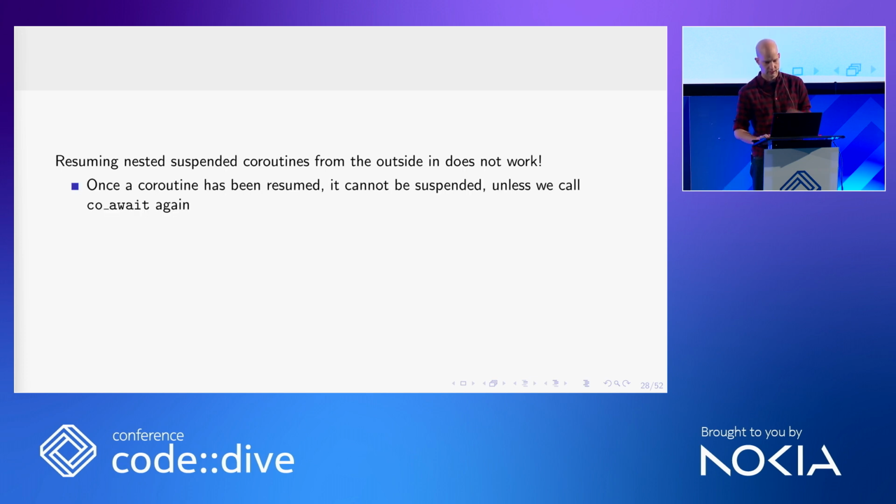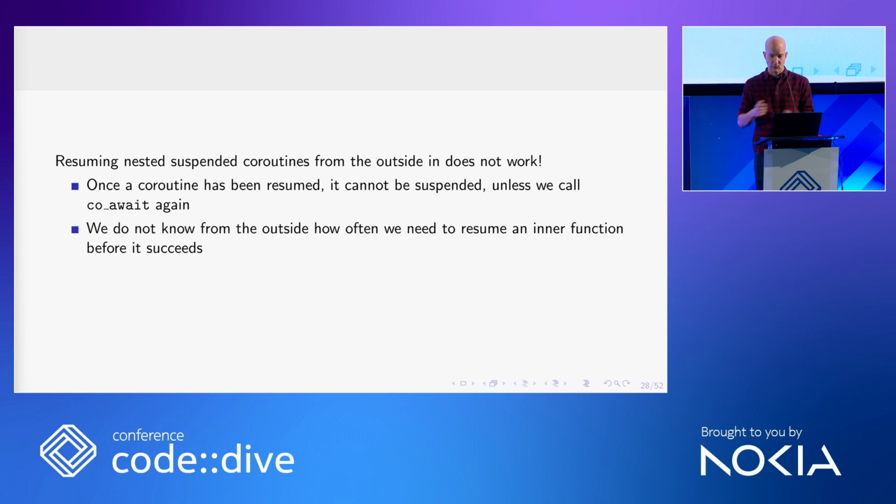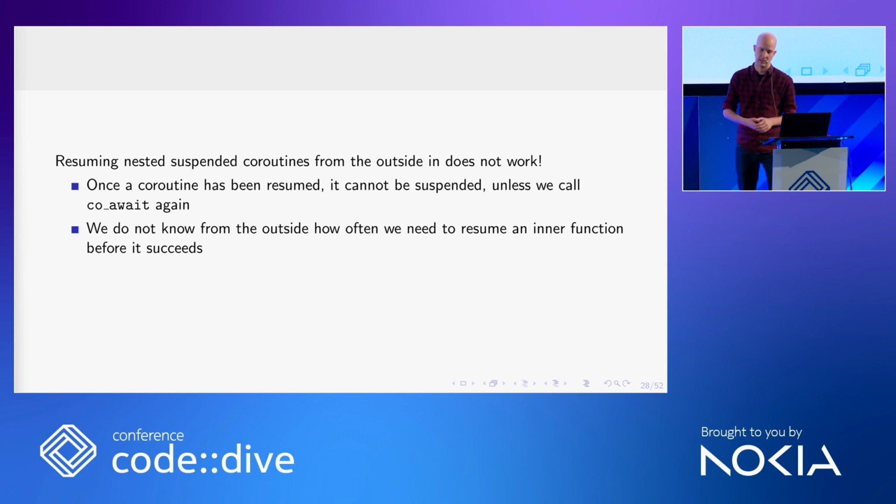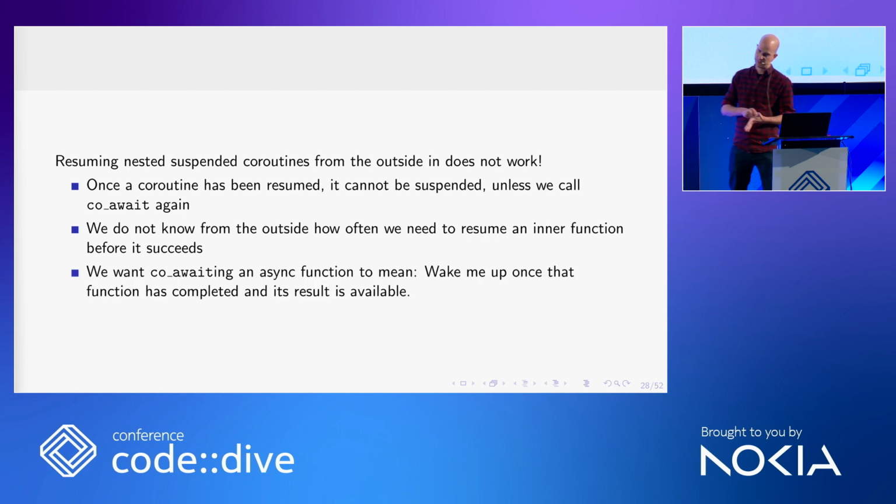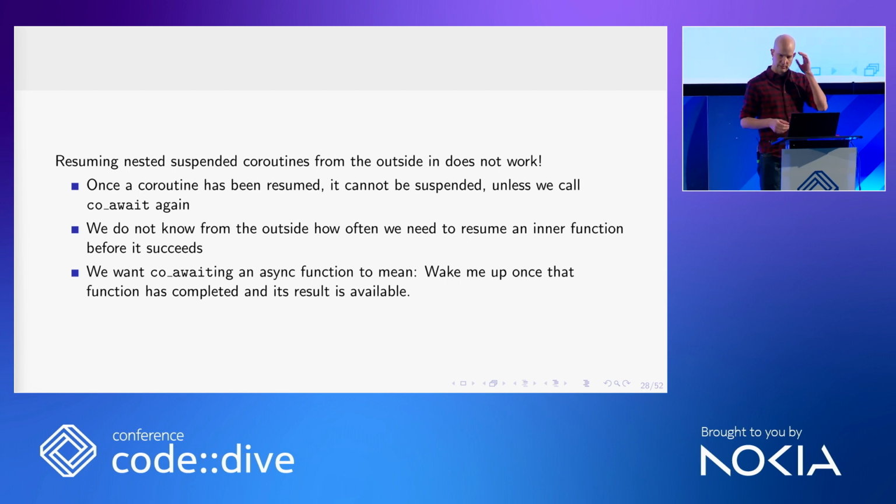The reason for this is once a coroutine has been resumed, it cannot be suspended again, unless we also call co-await again. But we do not know from the outside how often we need to do this, because we don't know what's going on inside this inner function, right? This could need like 100 IO requests before it has finished, and we can't just keep calling co-await. So the intuition here should always be, if I co-await such an async function, what I want that to mean is wake me up once that function has completed all the way through and its final result is available.